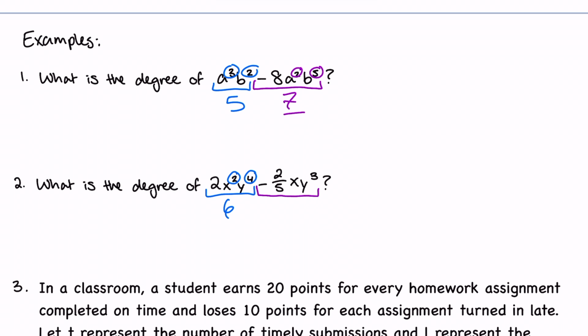For our second term, we also have two variables, x and y, and x is the same thing as x to the power of 1. So we have x to the power of 1 and y to the power of 3. So when we add those two together, we get 4. So the highest degree of a term in this binomial is 6. And so our answer is 6.